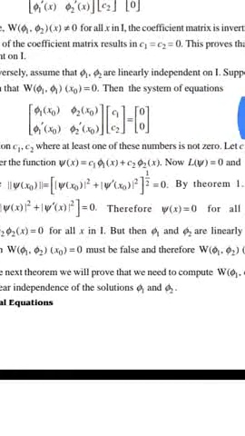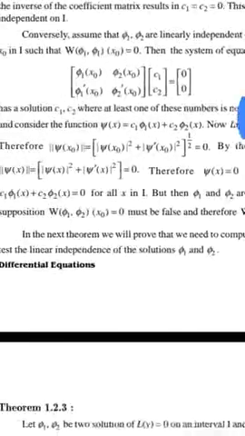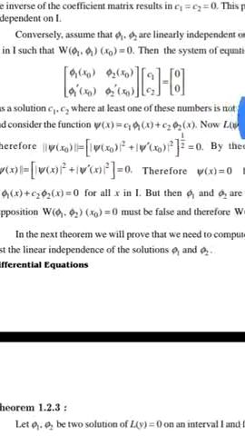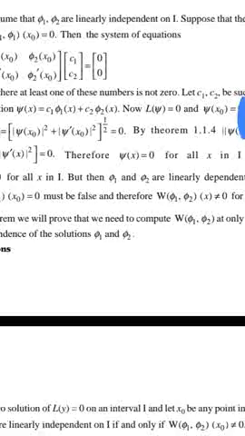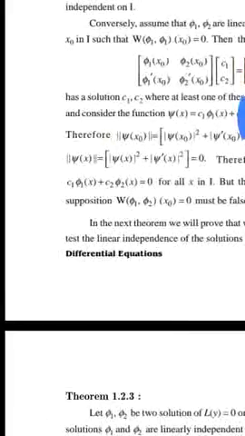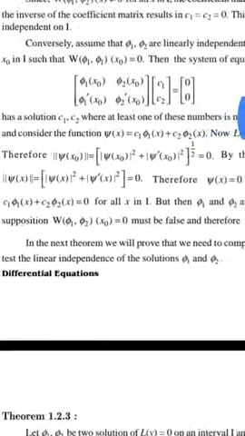Now L(psi) is equal to 0 and psi(x0) is equal to 0, psi'(x0) is equal to 0. Then the norm of psi(x0) is equal to [psi(x0) squared plus psi'(x0) squared] raised to a half, which is equal to 0. By the theorem, the norm of psi(x) is equal to 0. Therefore, the norm of psi(x) is equal to [modulus of psi(x) squared plus modulus of psi'(x) squared] raised to a half, equal to 0.